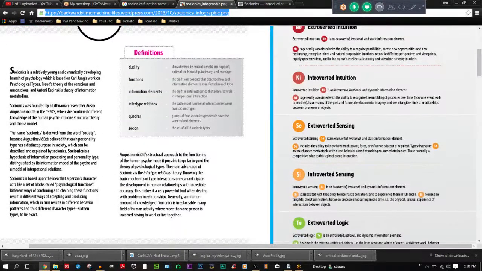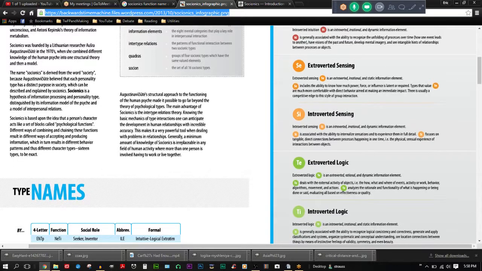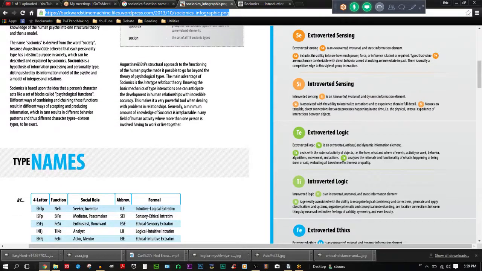So duality, characterized by mutual benefit functions, information elements, the 8 mental categories that play a key role in interpersonal interaction. So that's one thing that we want to consider as a term that they use. Intertype relations, quadras, and socion, the set of all socionic types. So this person, whose name they shortened to Augusta or something like that, says the structural approach to the function of the human psyche made it possible to go far beyond the theory of psychological types. The main advantage of socionics is the intertype relations theory.